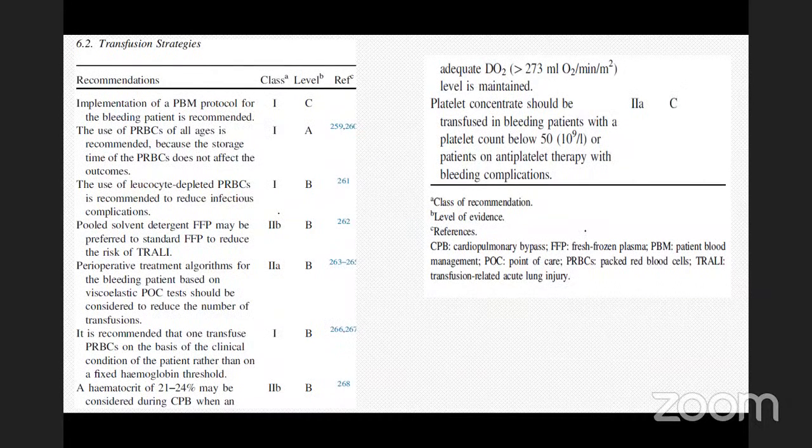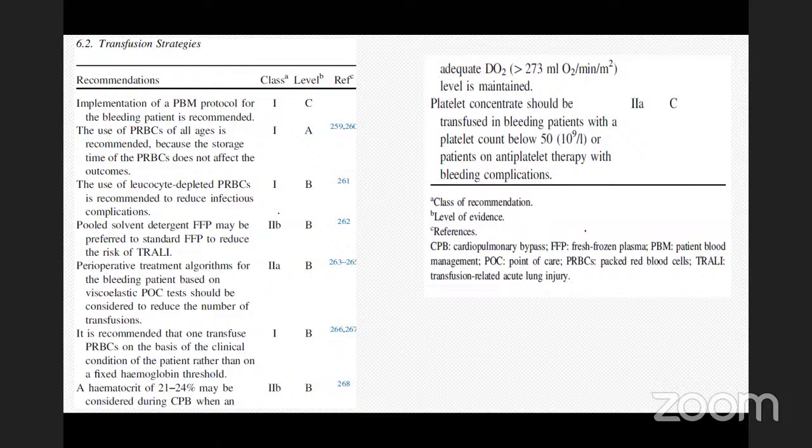Shifting gears to the guidelines, as I put in the group as well, I'm referring to the European Association Guidelines 2017. For the transfusion strategies, the recommendation is that implementation of a patient blood management protocol for the bleeding patient is recommended. This is class 1, level C evidence.